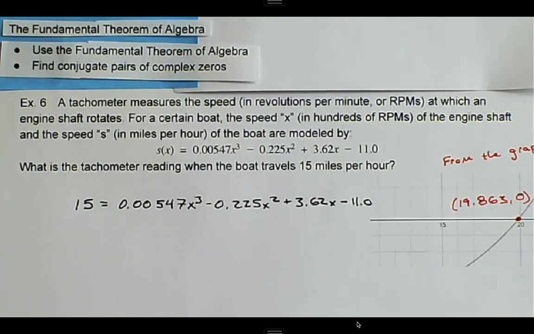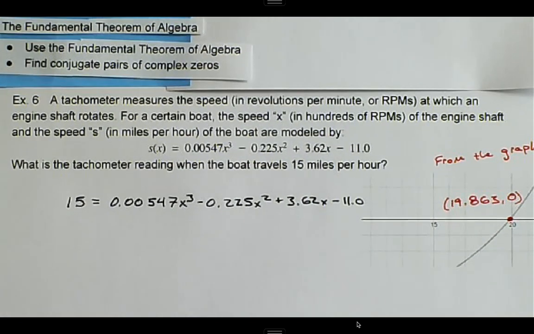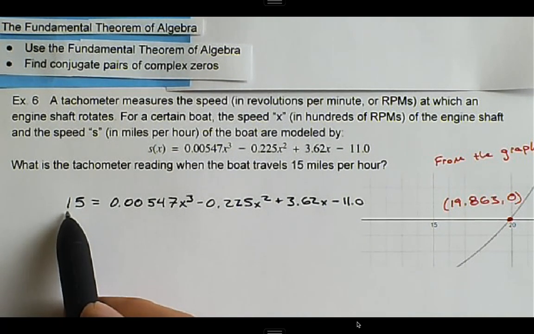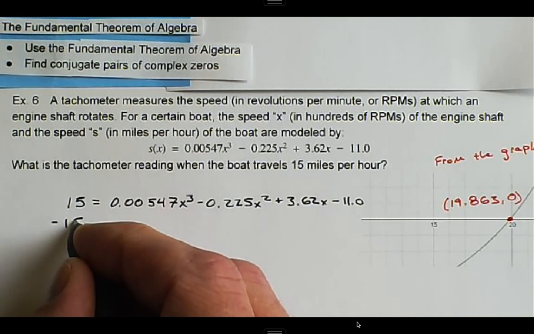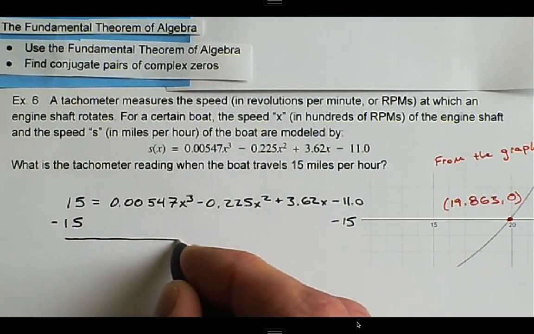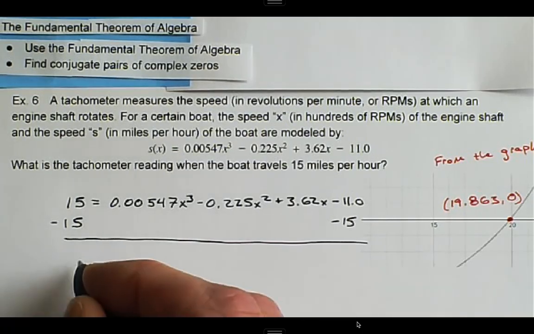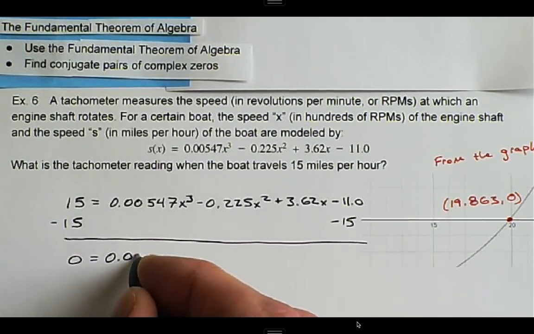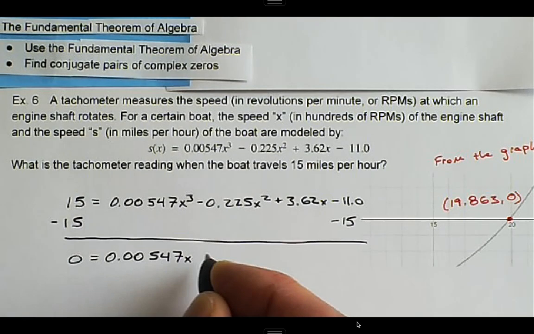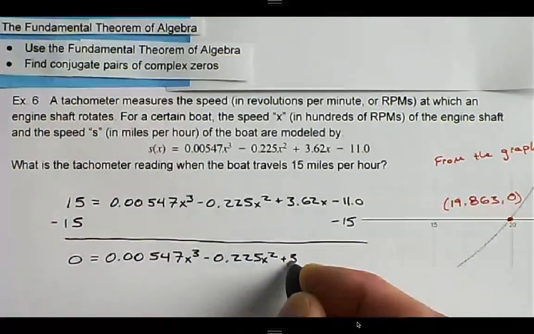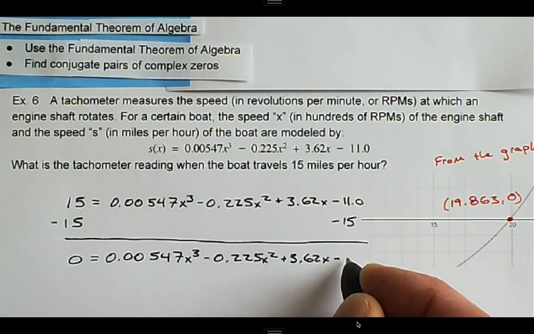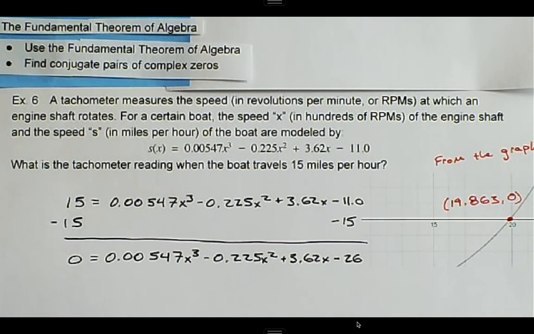And then what we want to do is find the zero. So in order to find the zero, we need to find when the y value, or when this polynomial, is going to be equal to 0. So we can subtract 15 from both sides. And then we'll rewrite the function: 0.00547 x cubed minus 0.225 x squared plus 3.62x minus 26. Okay. So what we're looking for is what value we can substitute in for x that will make this whole function equal to 0.